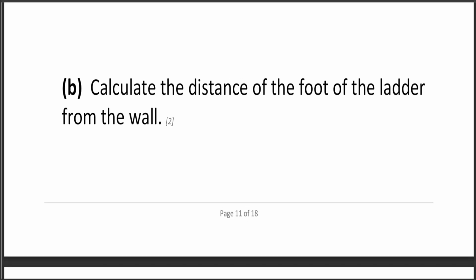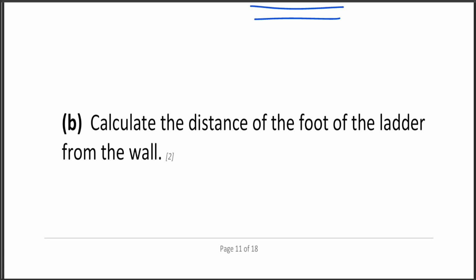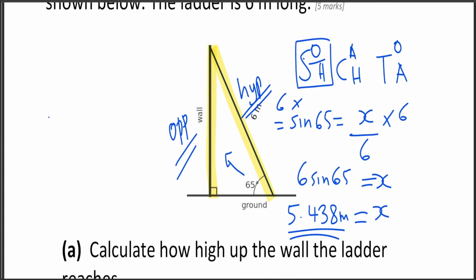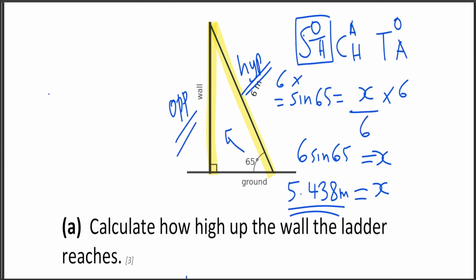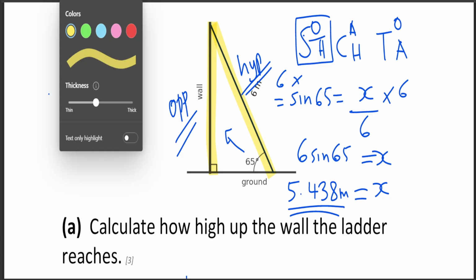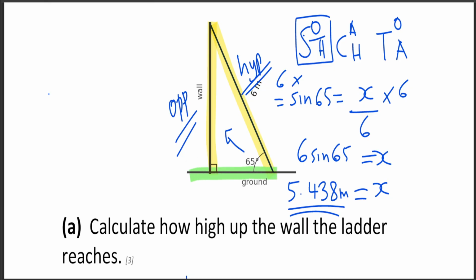Question B. Calculate the distance of the foot of the ladder from the wall. And that is, tuliza from here. Let me use another color. From here to here, the green one. So I need the base of it. So for us to calculate that one, you can use Pythagoras theorem. That is, because that is B. Kama hii ni A, hii ni B, this is C. So for you to get B, B squared is equal to C squared minus A squared.